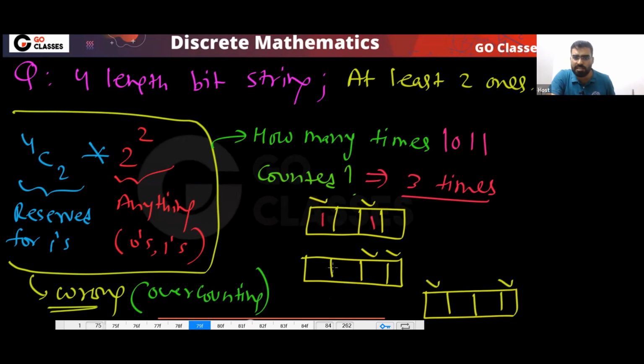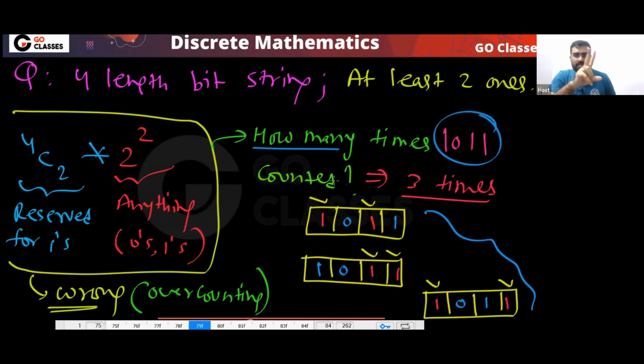So these I'm reserving for ones. And in the remaining position, anything can come. In the remaining position, I will put 0, 1, like this. So you can notice the same string you have counted 3 times. So 2 times extra. So this string has been counted 3 times, but 2 times extra. Is this clear? I can say 3 times, so I can say 2 extra.